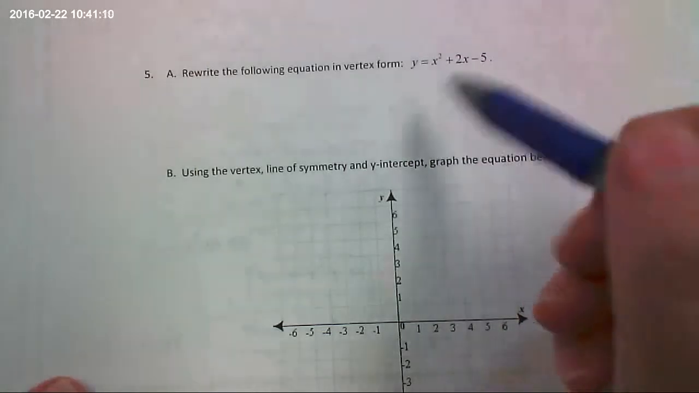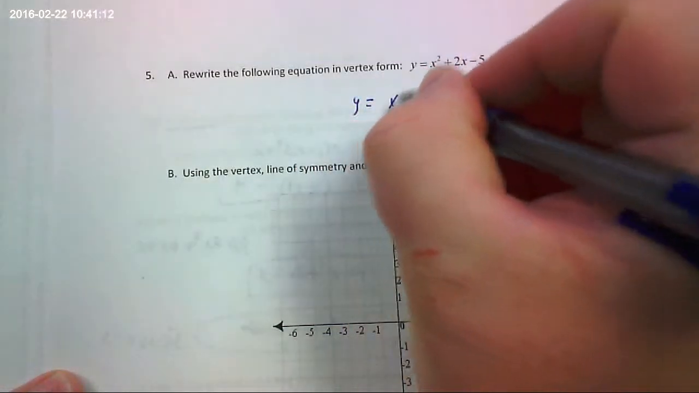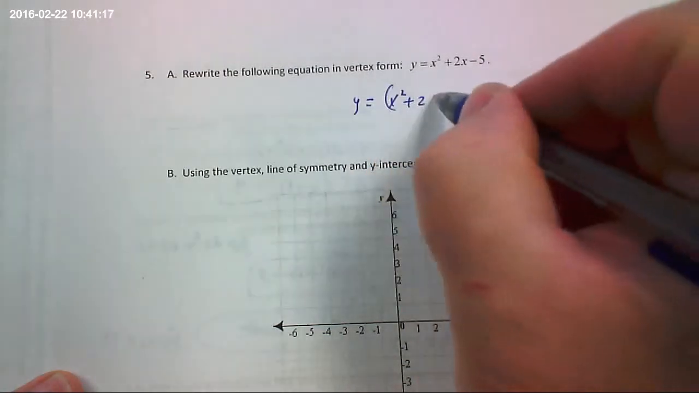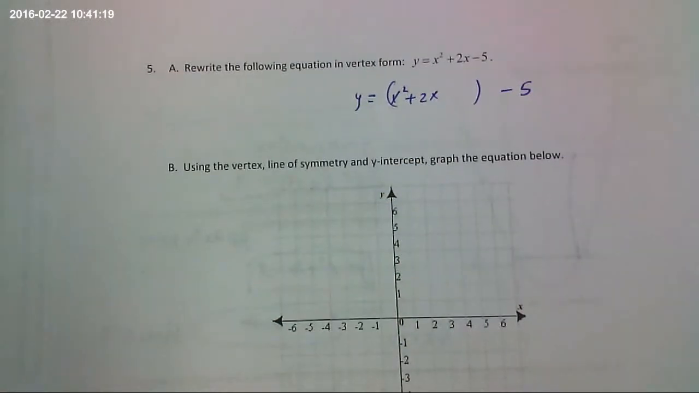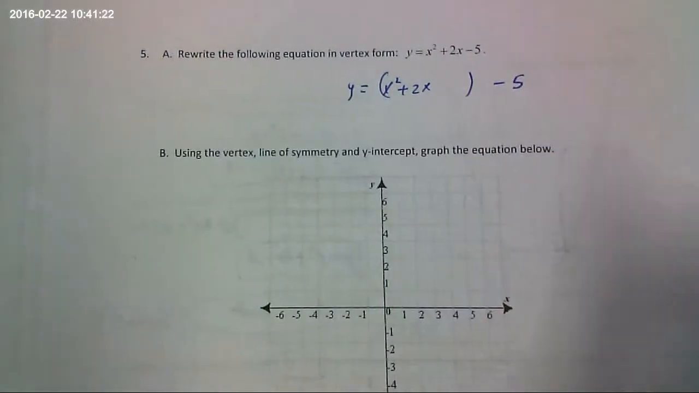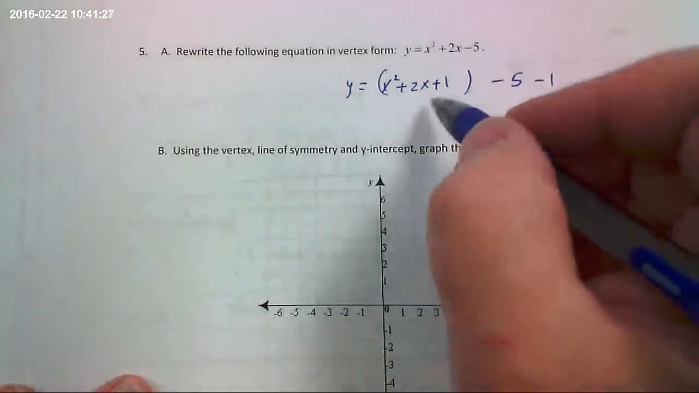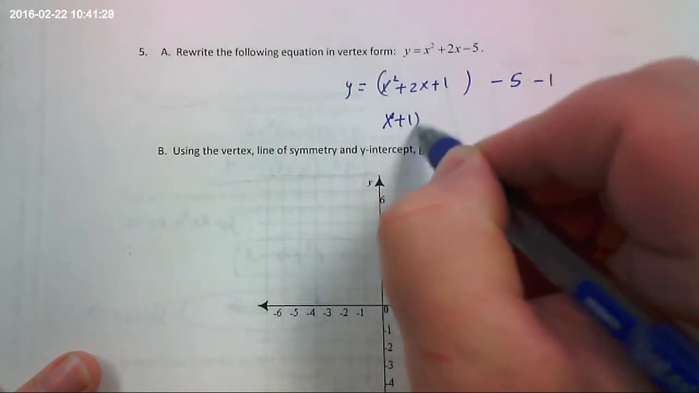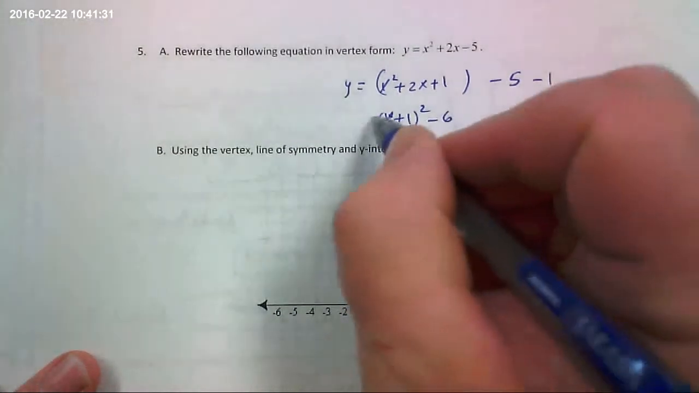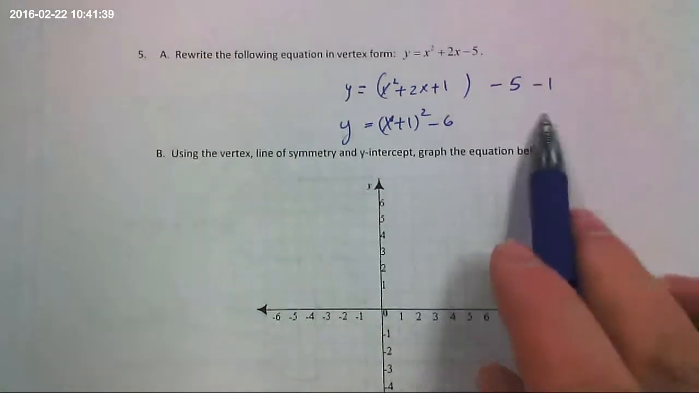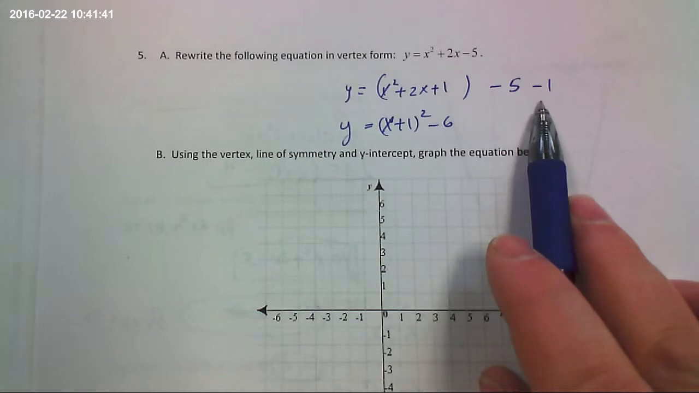Okay, write this in vertex form. So the first thing you do is you leave yourself some space. Then you take half of this number and you square it. And you add it and subtract it from the same side. And then x plus 1 squared minus 6. Is that good? If you made a mistake, you probably added 1 right here instead of subtracting it. That one was so easy a caveman could do it.